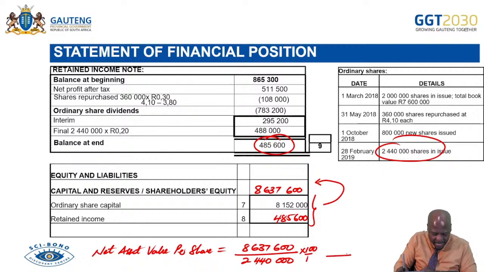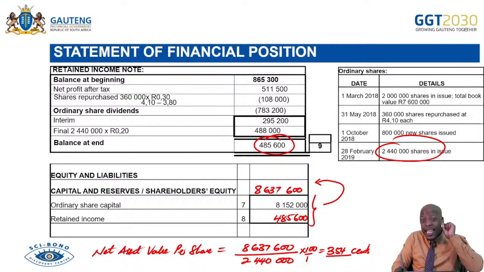Calculators, guys. How much do you get? 354. Is it percentages? Is it rands? Is it mice or donkeys? Cents. Thank you. 354 cents. Your answer must be in cents. So once you get here, you have to ask yourself, am I able to calculate a financial indicator? Yes, you are able to calculate NAV, net asset value per share: shareholders' equity over the number of shares in issue. And your answer must be in cents.